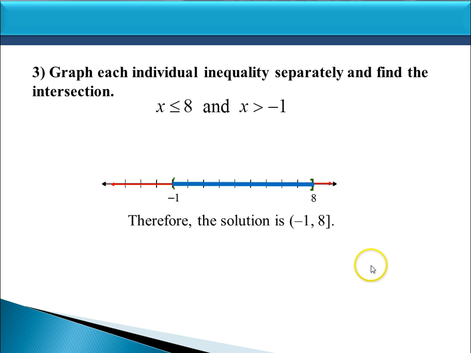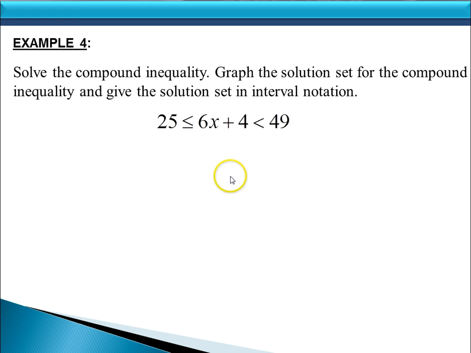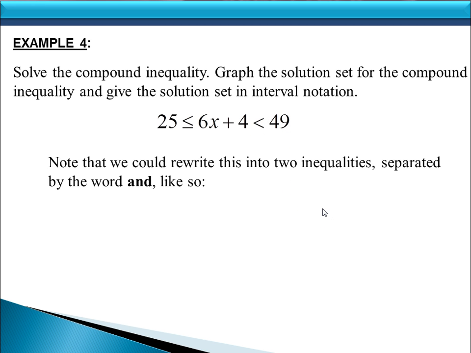Okay? All right, so let's look at another example. This is considered a compound inequality. If we were to read this just from left to right, it says 25 is less than or equal to 6x plus 4, which is less than 49. Now we could rewrite this into two inequalities separated by the word and, like so. Because this says that 25 is less than or equal to 6x plus 4, but it also says that 6x plus 4 is less than 49. So we could split it up like that with the word and, and then we'd know this is an intersection.